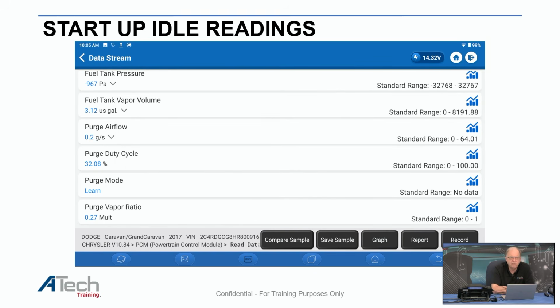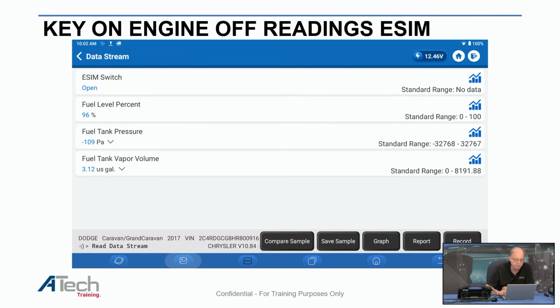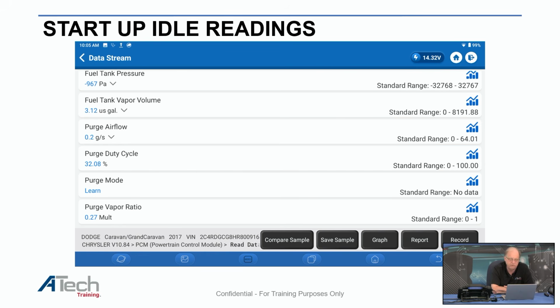If I go up here, I start this vehicle up. Now, this vehicle is warm, all right? So I started it up, and notice my fuel tank pressure went to minus 967 PA. My fuel tank vapor, let's go back to that. My fuel tank vapor was 3112. It hasn't changed much when we fired it up. My purge airflow is 0.2 grams per second. My purge duty cycle is 32. And if you look at it, purge mode is looking at the system, and it does say learn. It's learning the system. And we have a purge vapor ratio of 0.27.